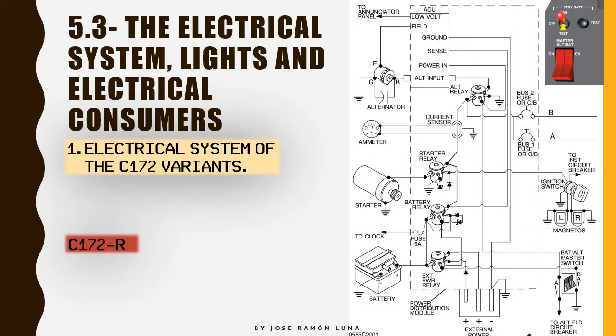Now, this is the system of the Cessna 172 Romeo. It's similar to the November kind. As you can see, the graph is a bit newer. I got the older graph from Emmanuel in 1978, I think it was. This one is from the 90s, so that's kind of newer.